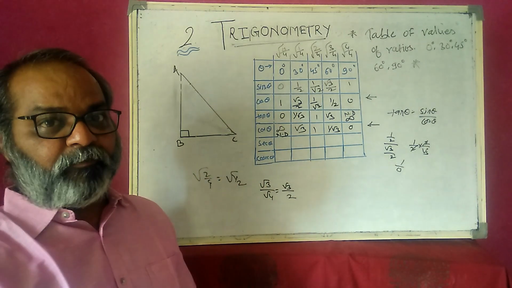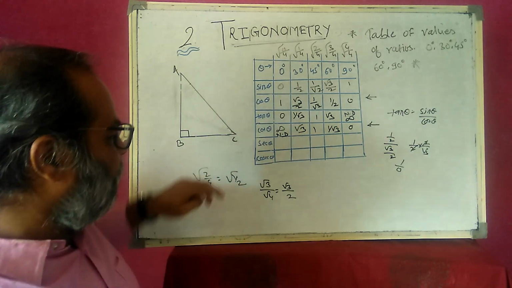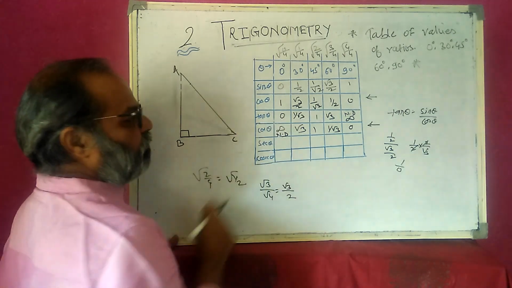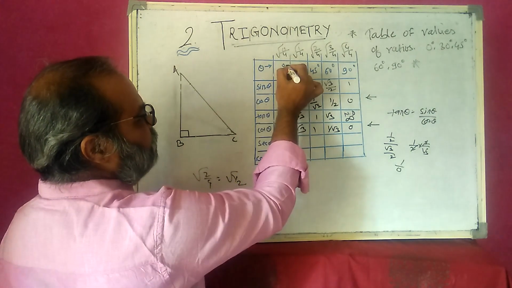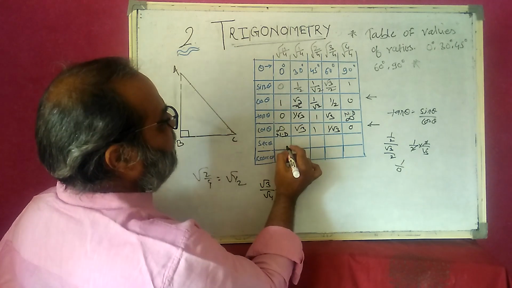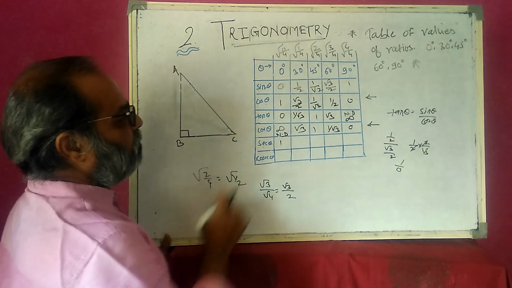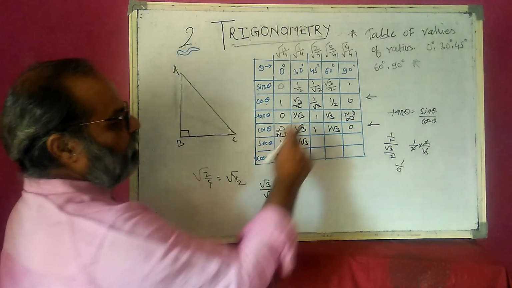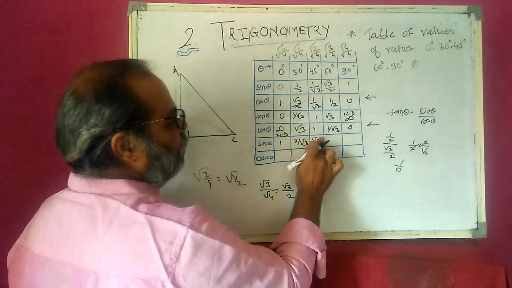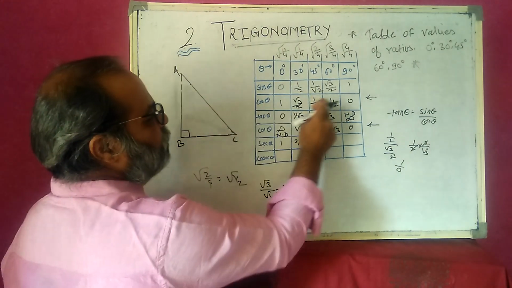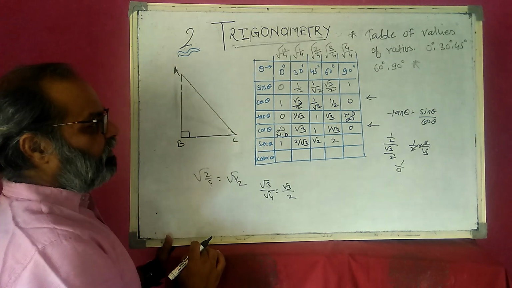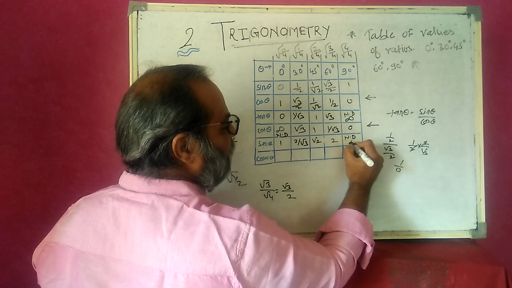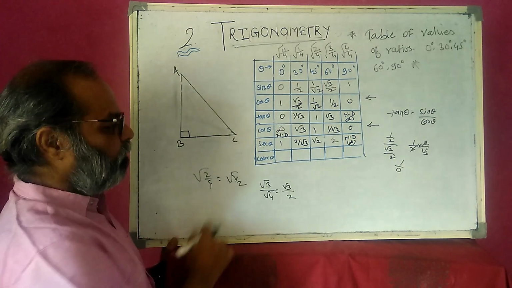So next is sec. The inverse of sec is cos. So sec theta is the inverse of cos theta. Cos 0 is 1, so sec 0 is 1. Inverse of root 3 by 2 is 2 by root 3. Inverse of 1 by root 2 is root 2. Inverse of 1 by 2 is 2. And inverse of 0 means 1 by 0, which is not defined.